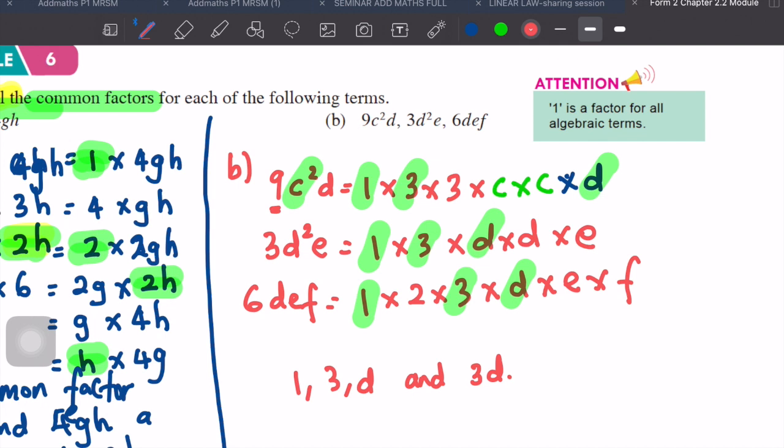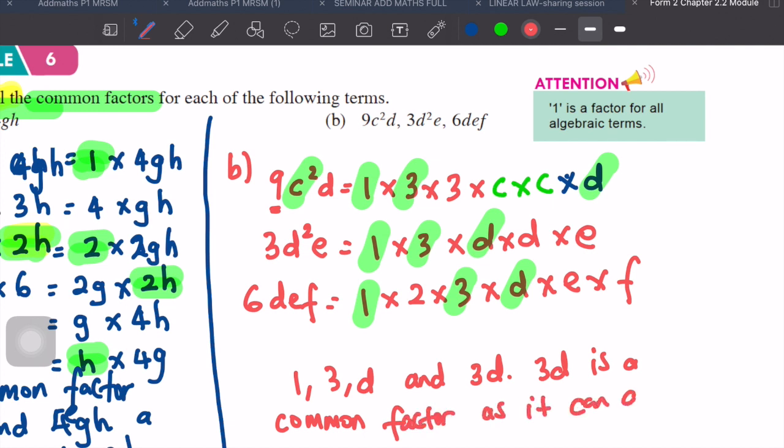Okay, so we can say that 3D is a common factor as it can divide all the above terms exactly.